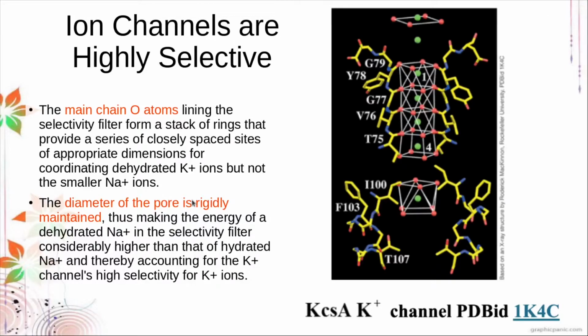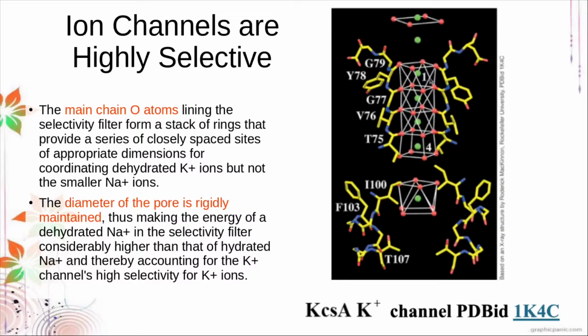It's a very rigid shape. Consider the energy of dehydrated sodium ions. When we say dehydrated, there is no water surrounding your ion. Because sodium is much smaller, it cannot really form these bonds, because the exact distances of the oxygens are just enough for potassium, but too far when it comes to sodium. That is why it maintains the selectivity between sodium and potassium.